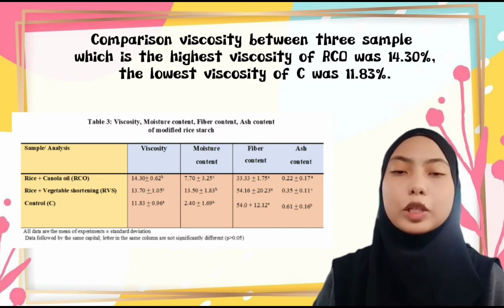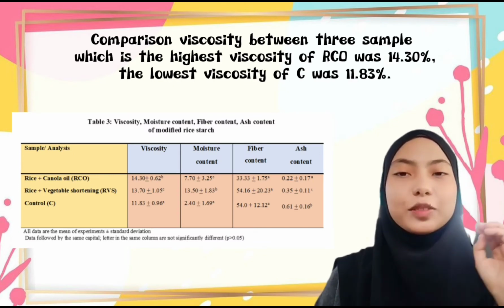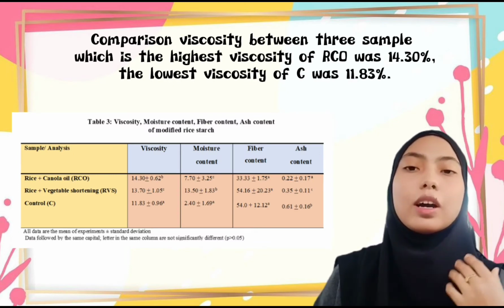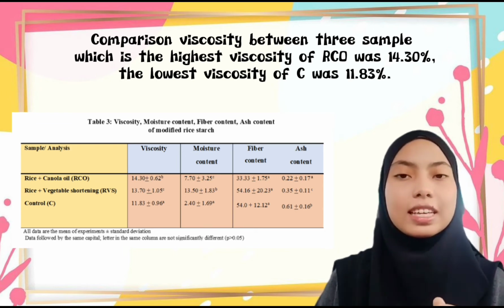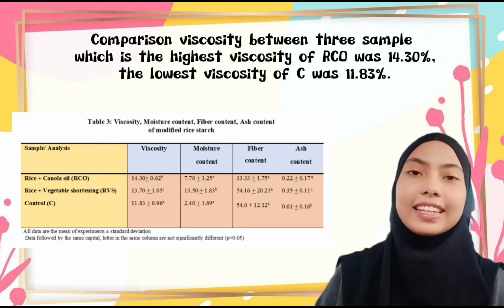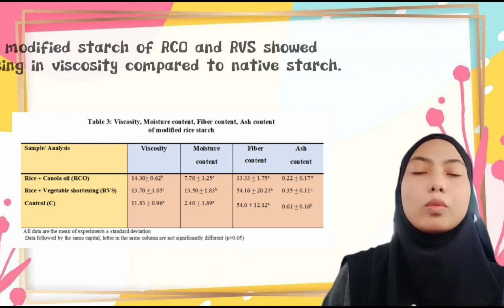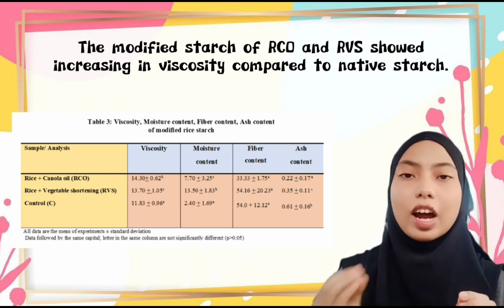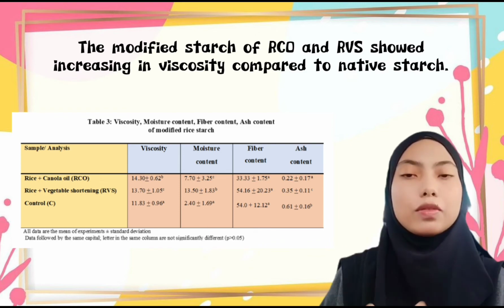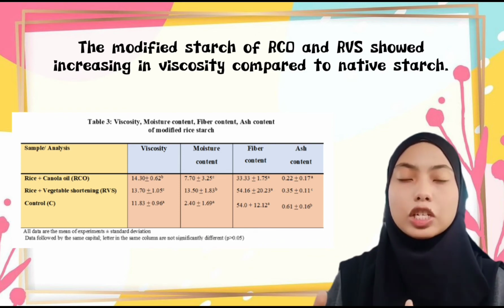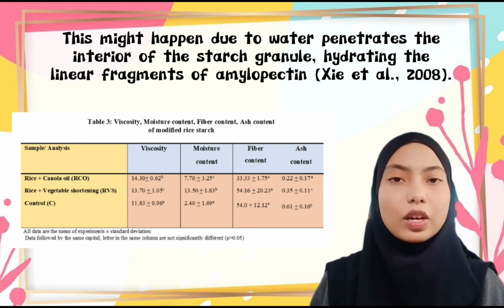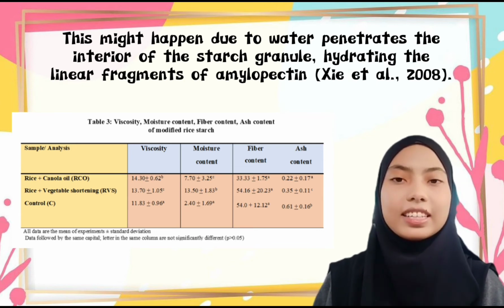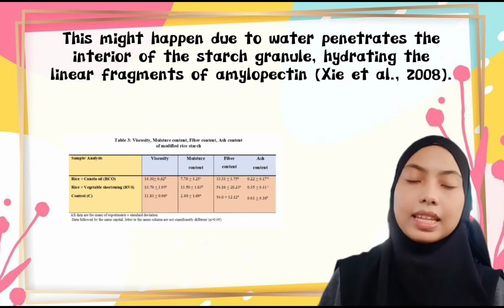Comparing viscosity between the three samples, the highest viscosity, of RCO, was 40.30%. The lowest viscosity, of C, was 11.83%. Meanwhile, the modified starches RCO and RVS show an increase in viscosity compared to native starch. This might happen because water penetrates the interiors of the starch granule, hydrating the linear fragments of amylopectin.